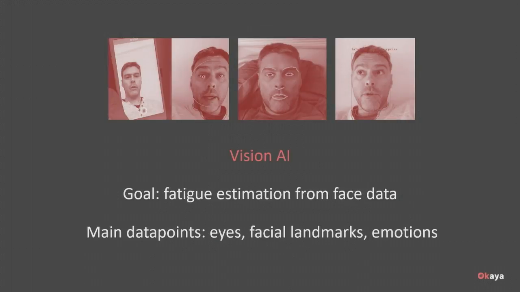So here's how the Vision AI looks in a way. You can take a video with your phone. It can analyze your face. We're trying to estimate fatigue as well as possible using your facial video data. So we track eyes, we track facial landmarks, and we track facial emotions to do this. This is one of the key elements of the platform, but of course there's more.